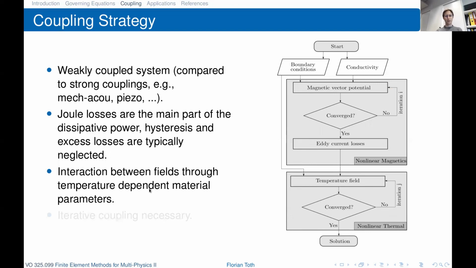The interaction between the fields is through temperature dependent material parameters. So here we can get a back coupling to the magnetic field. So therefore an iterative coupling will be necessary. So we would have to iterate these two problems in another loop.